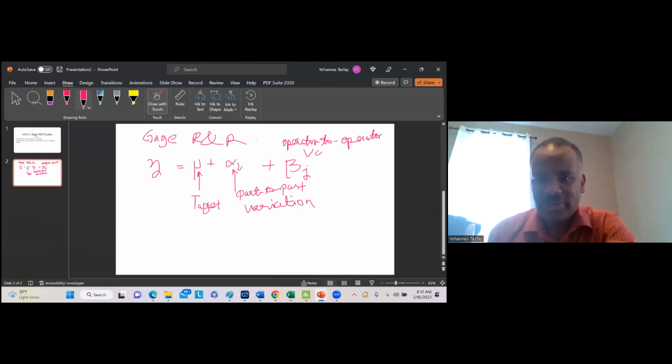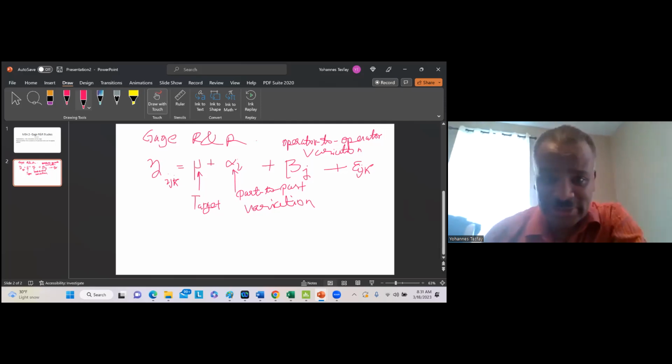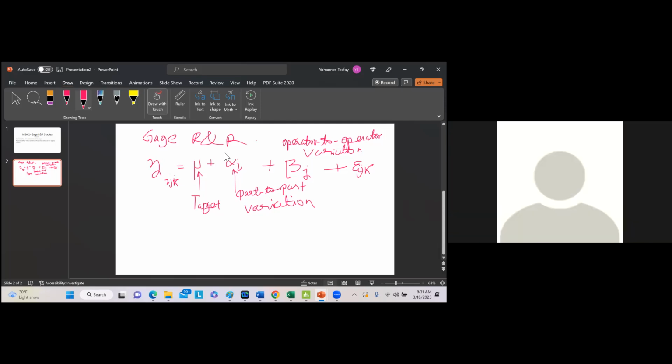Variation plus random error, ijk here, yijk. So this is the design of experiment specification for the gauge study.